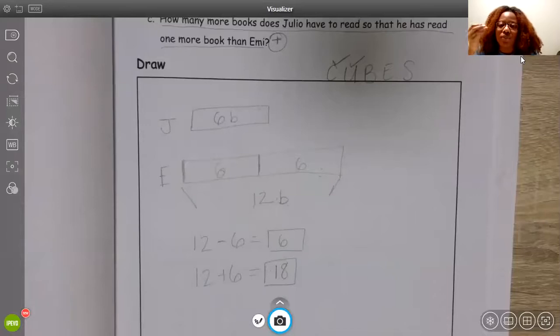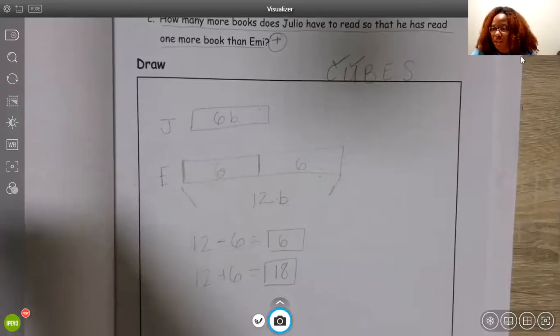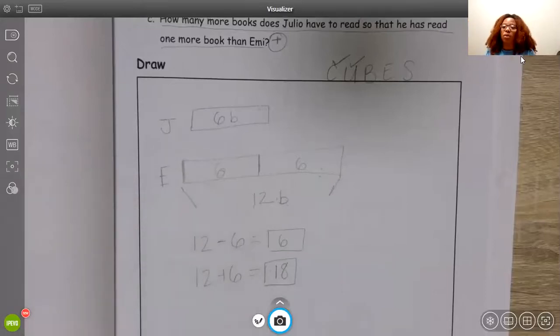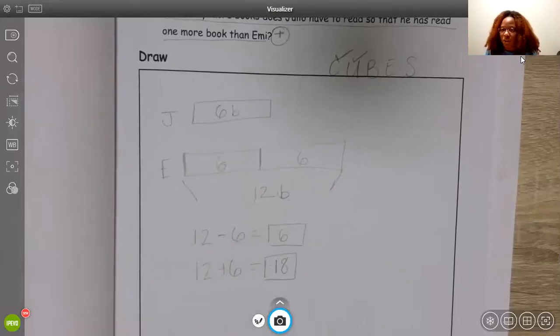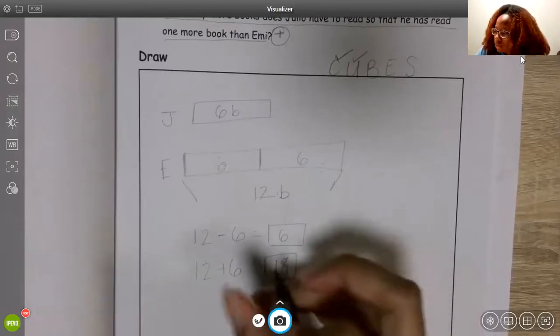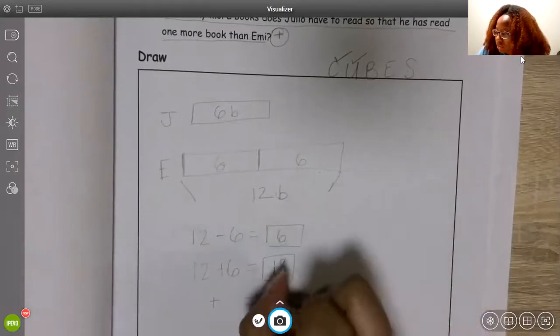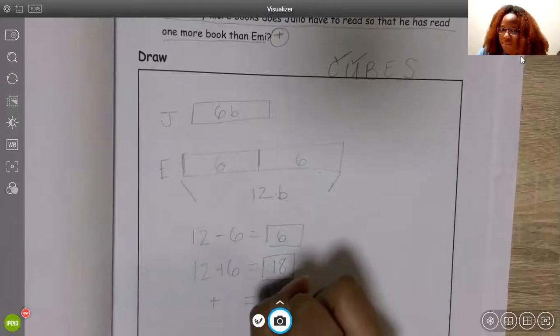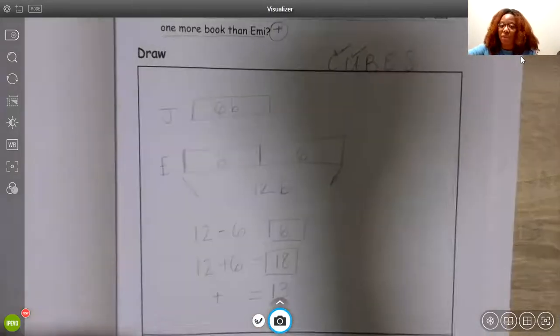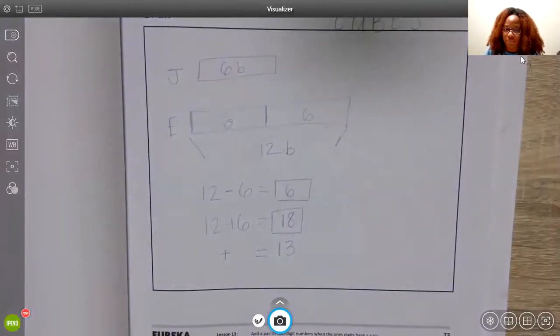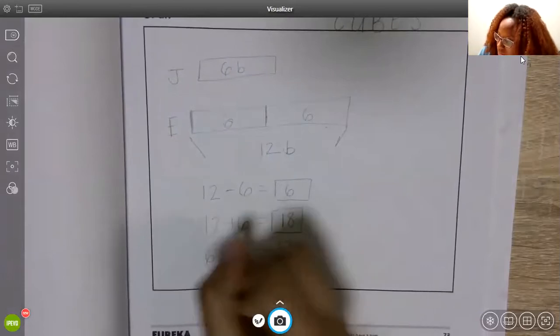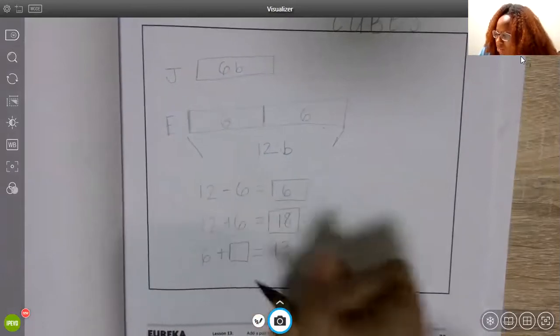So, I know I have to solve for how many more books Julio has to read in order to have read 13 books altogether. So I know for that my whole will be 13. So I want to write, and remember I want to do an addition number sentence. So if my whole will be 13, it would go right here behind my equal sign. How many books did Julio read already? He already read 6 books. So now I have to figure out 6 plus blank equals 13.